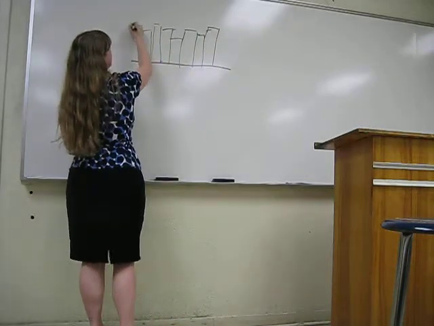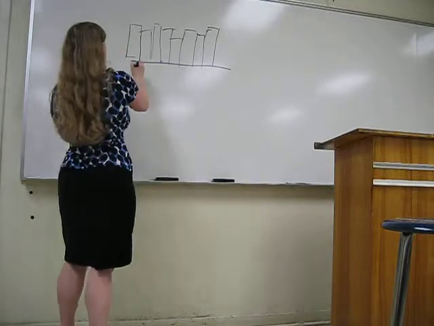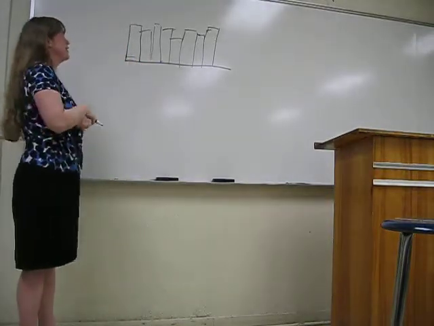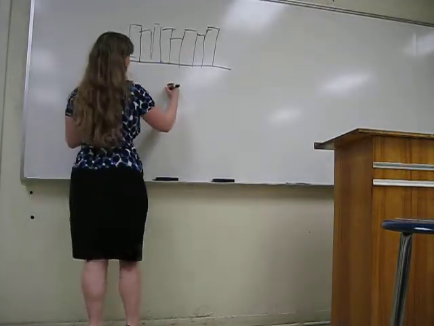I've made this roughly symmetrical graph, right? So it's roughly symmetrical, so where would the mean be? In the center.